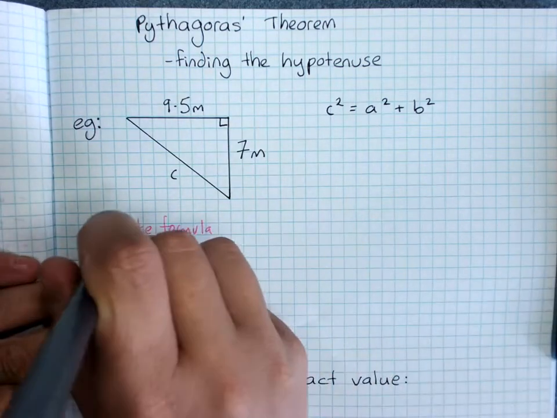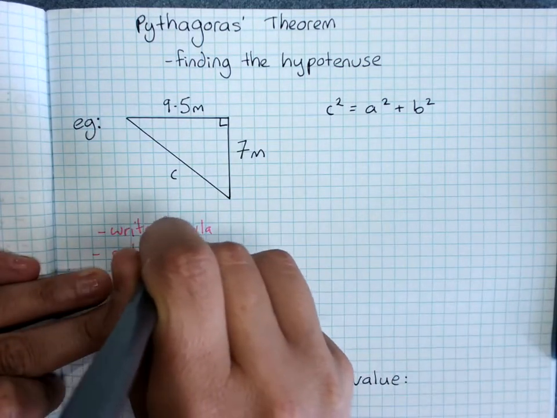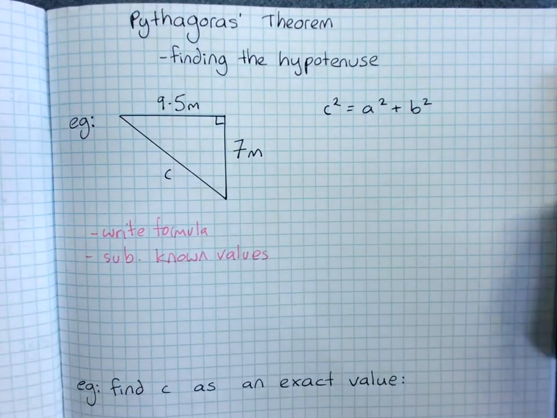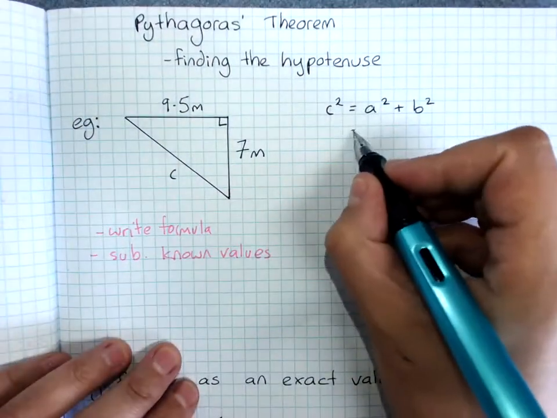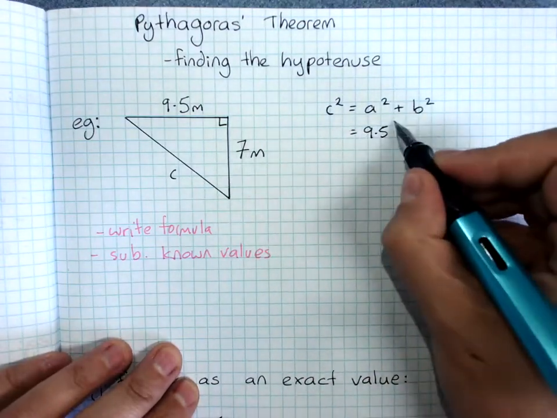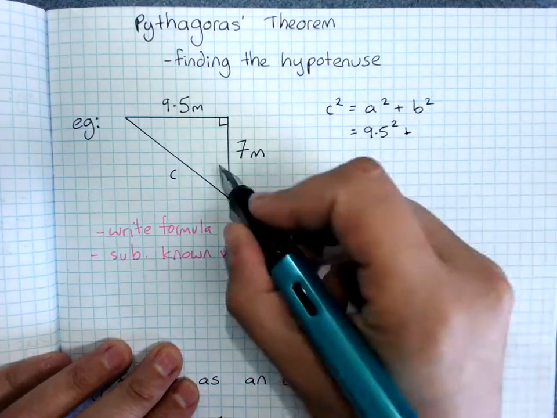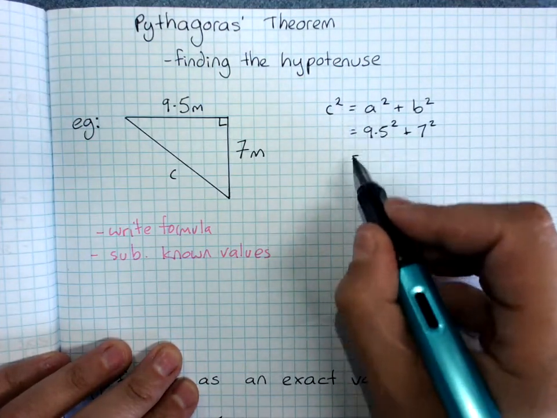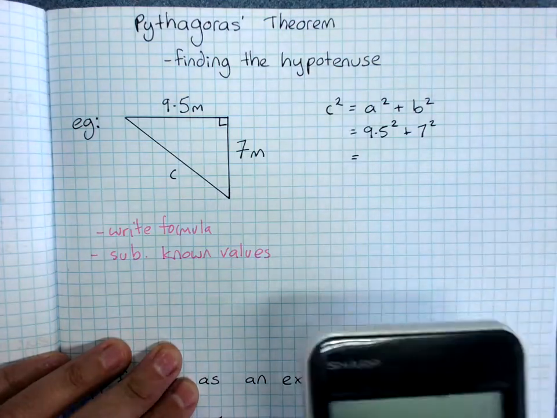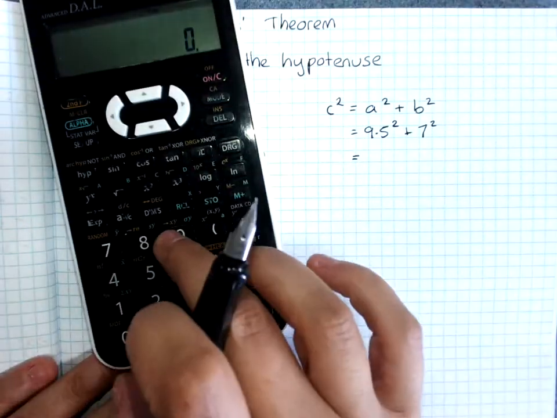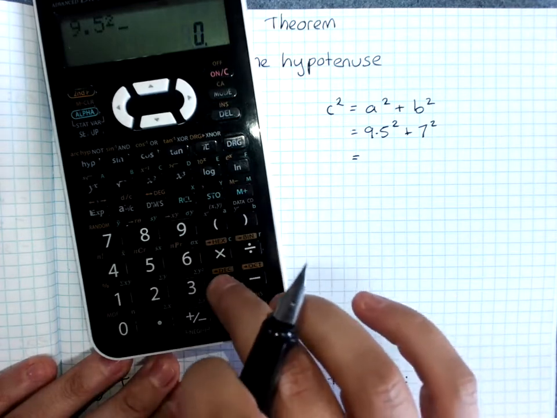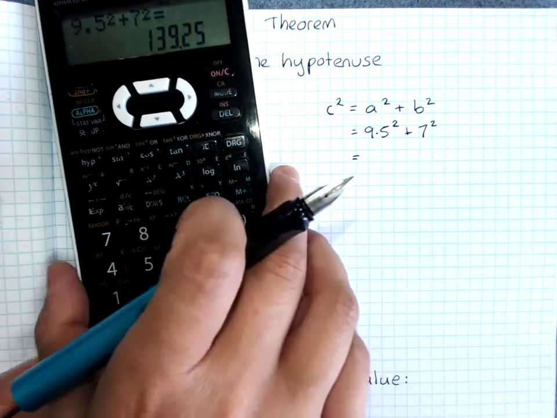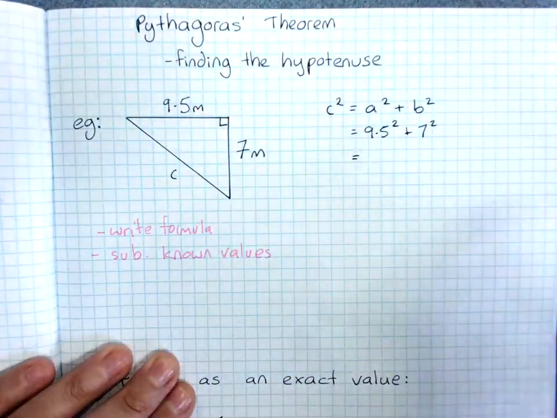Then, of course, you substitute in known values. So I know the two shorter sides. That's 9.5, which I have to square, because it's A squared, and 7 squared. Remember, our equal signs line up down the page. And we evaluate that. 9.5 squared plus 7 squared, 139.25.